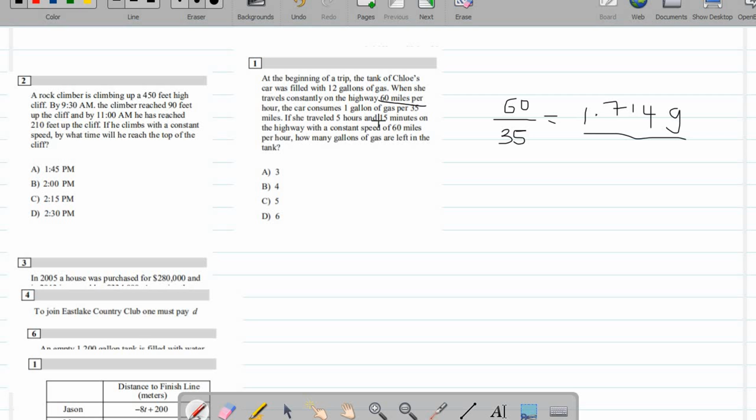So if she traveled 5 hours and 15 minutes, we're multiplying this by 5 hours. Okay, and if you have 15 minutes, that's 15 over 60. 15 over 60 will give you 1 over 4, so that's 0.25. So you have 5.25. We're going to multiply 1.714 times 5.25 so that we can know the amount of gas the car has consumed.